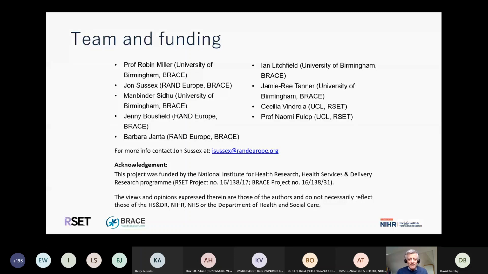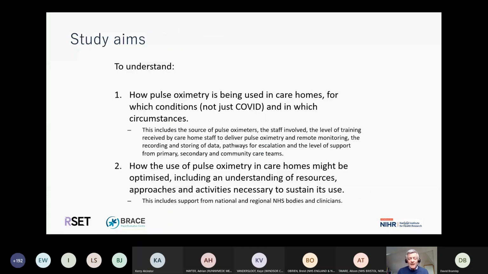So you'll see there's quite a long list of names of people involved in the rapid evaluation, both from BRACE, including Birmingham University and RAND Europe, and from RESET, including people from University College London. And just to stress that this is being done through the National Institute, so it's being funded like any other piece of National Institute research. Okay, next slide, please. Just to say that, in essence, what we're hoping to achieve in the evaluation is to understand and share that understanding so that everybody can see how COVID is being tackled, as it were, with pulse oximetry.